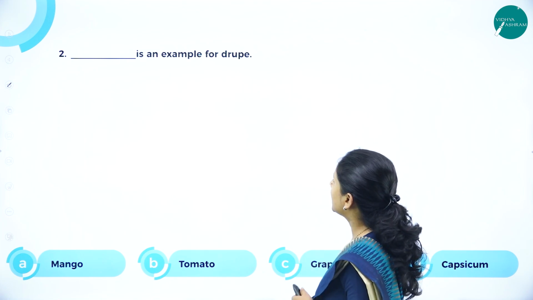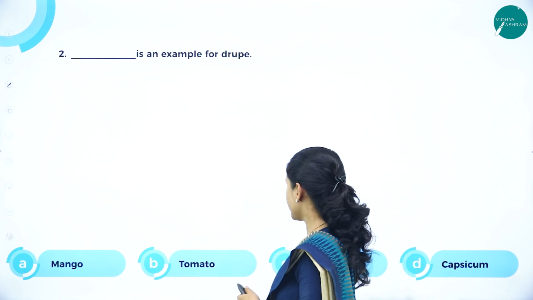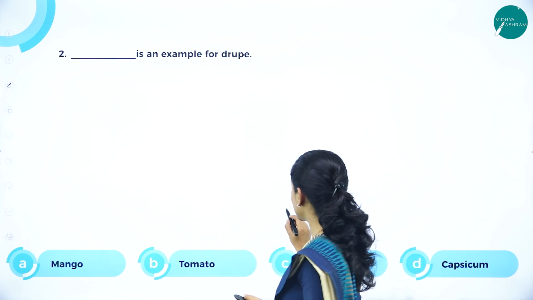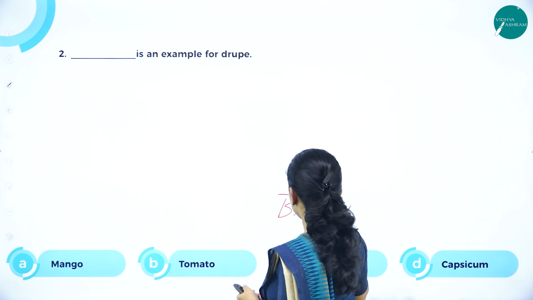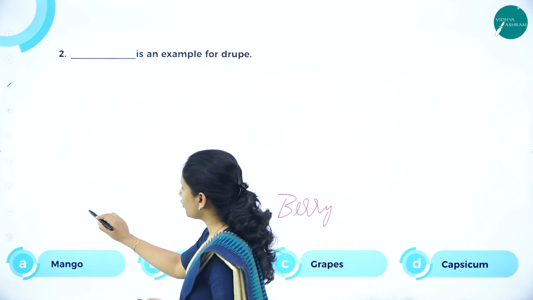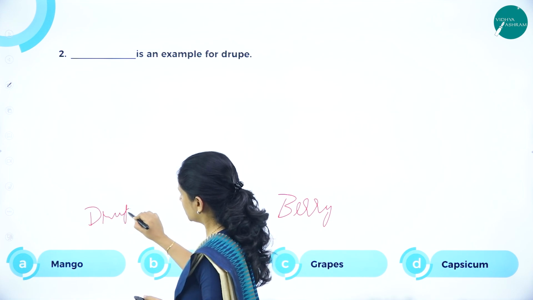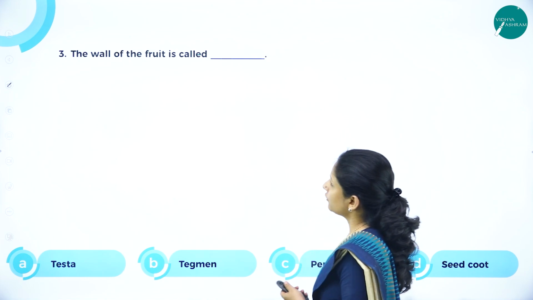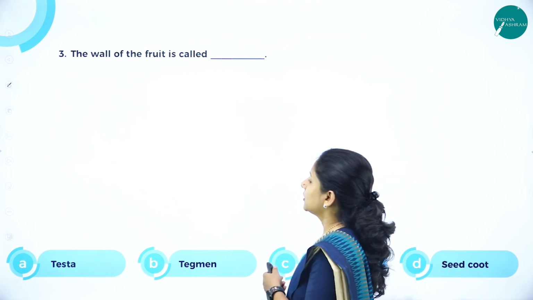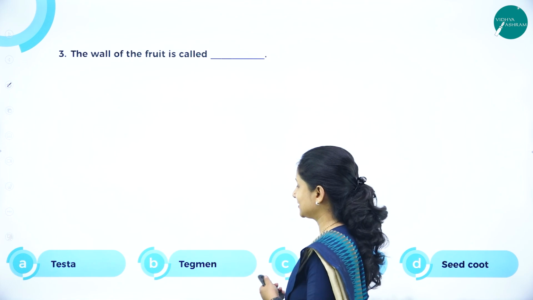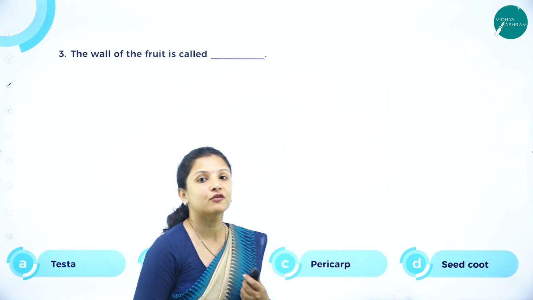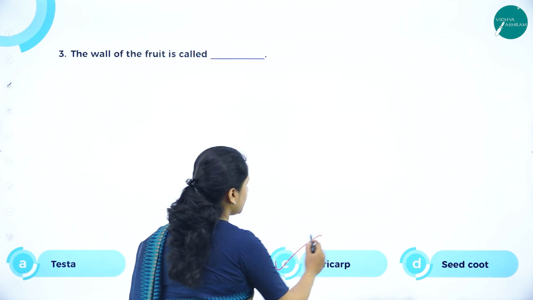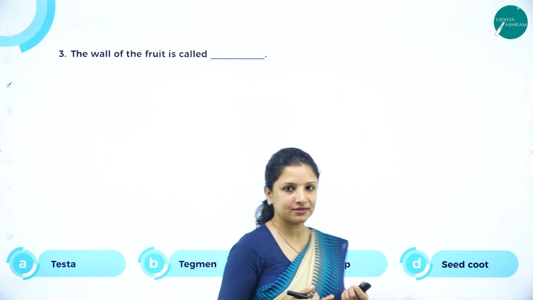Next, dash is an example for drupe. Mango, tomato, grapes, capsicum. Tomato, grapes and capsicum, all these three are berries. It is mango that is called a drupe. So mango is an example for a drupe. Next, the wall of the fruit is called. What is the wall of the fruit called? Testa, tegmen, all these are the layers of the seed coat or the layers of the seed. Pericarp, the wall of the fruit is called pericarp. Seed coat, it is about the seed.